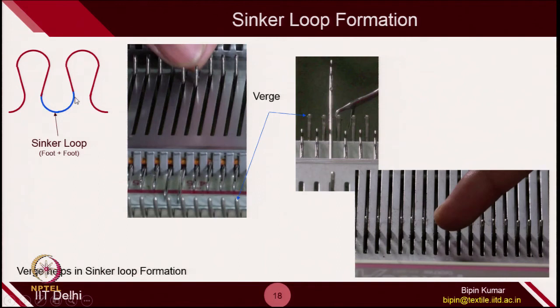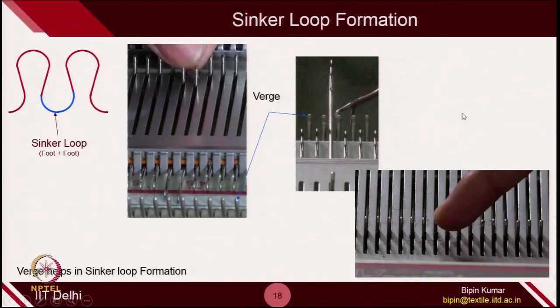But if you see the sinker part, who is making this particular sinker part? Here there is another element on the machine, which you might not have observed. The other element on the machine was the verge. You can see here, once the needle was coming out from the bed, it is coming out in between two verges. This is the verge part, and while pulling, this verge provides support to the sinker loops. Without this verge, it would be difficult for the needle to pull the yarn inside the bed.